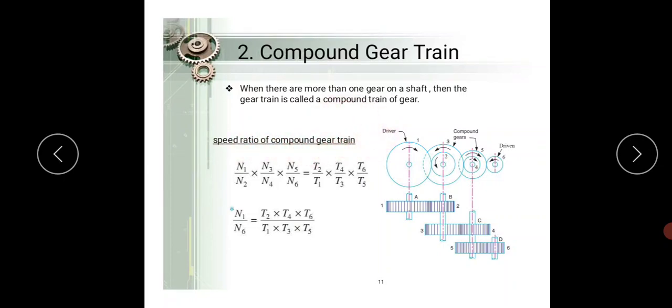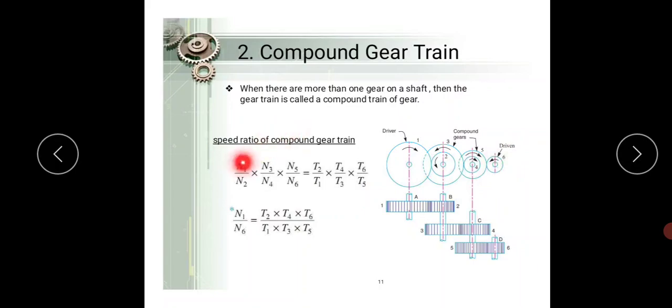Now we are going to see the speed ratio of the compound gear train. Here, the relationship between gear 1 and gear 2 is N1 divided by N2 into N3 divided by N4, and then the relationship between the third and fifth gear: N5 divided by N6 equals T2 divided by T1 into T4 divided by T3 into T6 divided by T5.